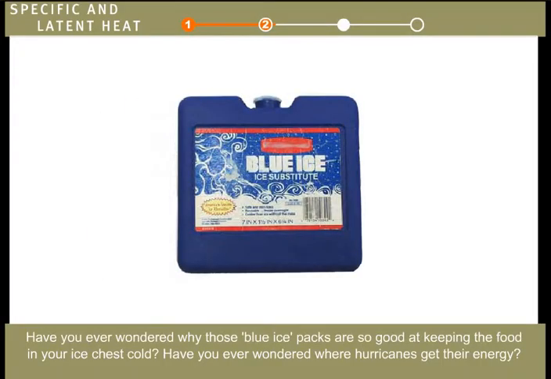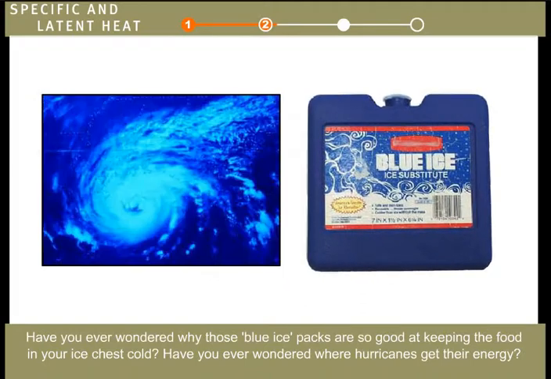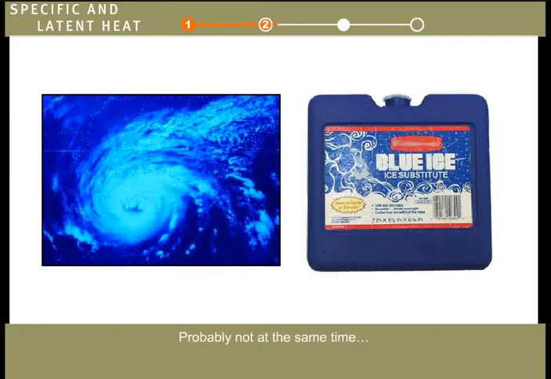Have you ever wondered why those blue ice packs are so good at keeping the food in your ice chest cold? Have you ever wondered where hurricanes get their energy? Probably not at the same time. Yet the answer to both questions is the same.